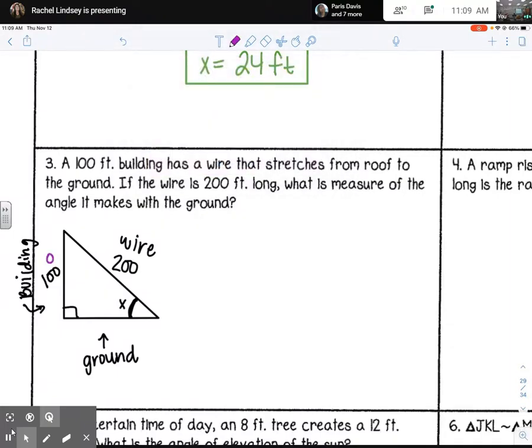So you would have opposite and hypotenuse, so you will use sine. And since we're trying to find an angle, we'll use the inverse. So I have x equals sine inverse of 100 over 200. 30.